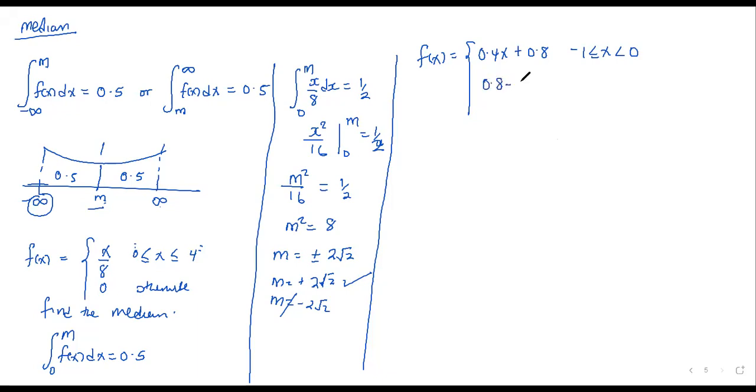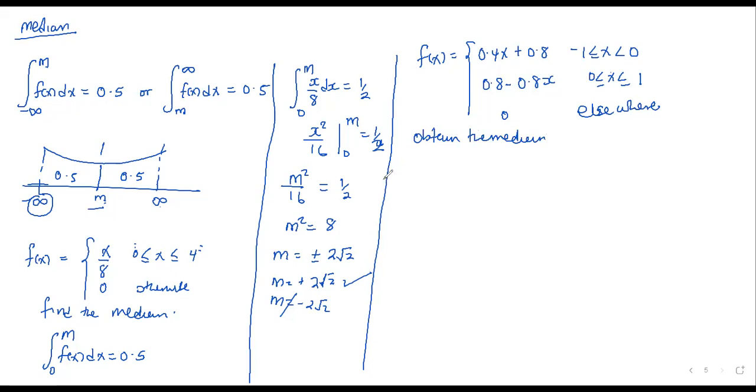0.8 minus 0.8x between 0 less or equal to x less or equal to 1. Then 0 elsewhere. I'm finalizing. This is the last example. So they say obtain the median. Now this one, pay attention very well.